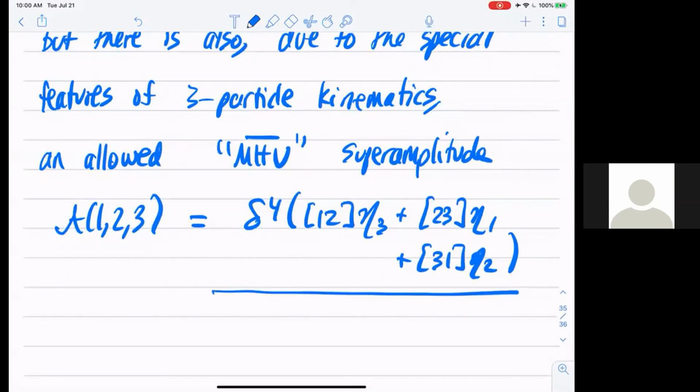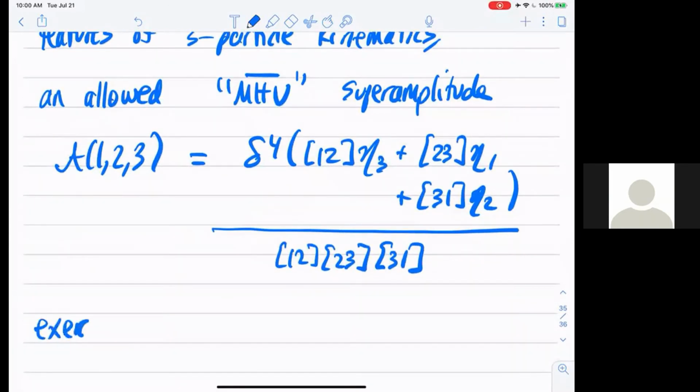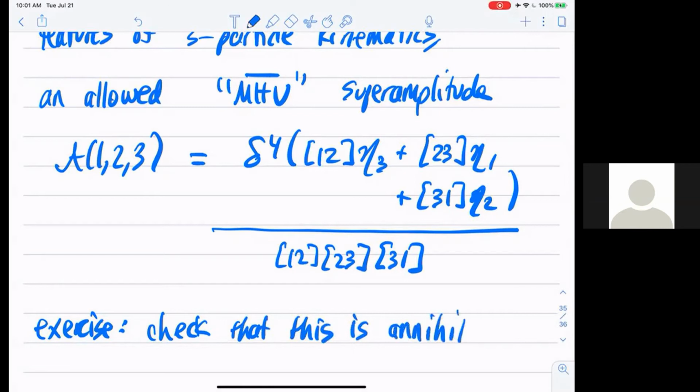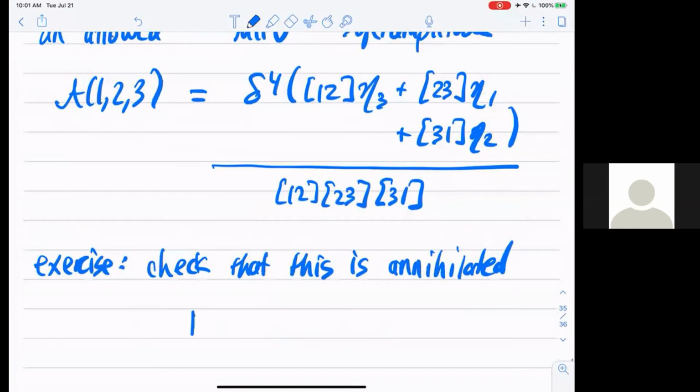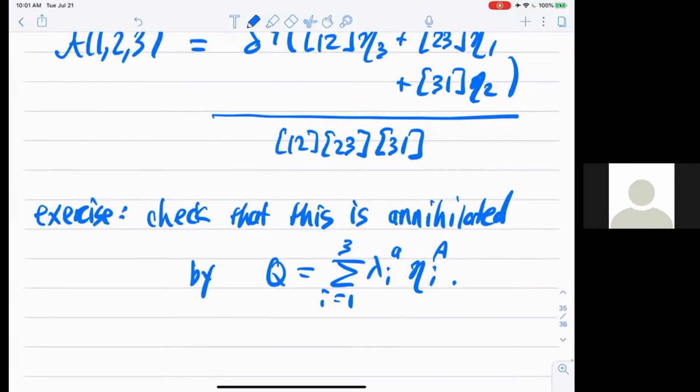Divided by this numerator. And I'll just leave it as an exercise, it's a really simple exercise, but it involves free particle kinematics. Check that this is annihilated by Q. Okay. That was comment number one.